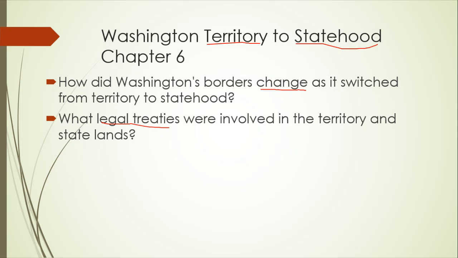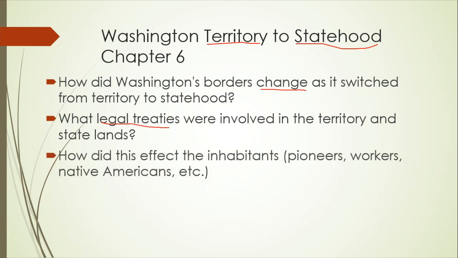So legal treaties mostly are about borders changing, like the United States signs this legal treaty with England saying this is the border. And also, how did this affect the inhabitants of Washington at this time? That would include early American pioneers, early workers over there, the Native American groups, etc., etc. So these first two questions are kind of linked together.